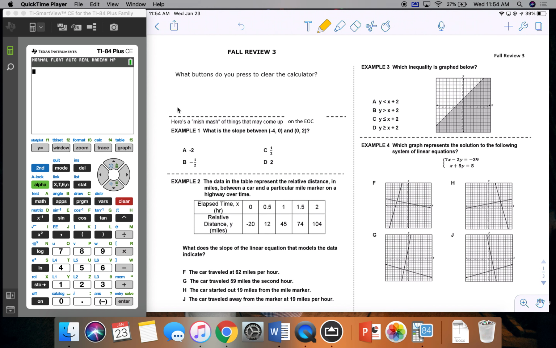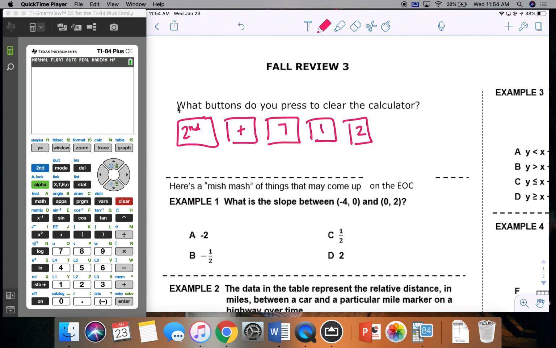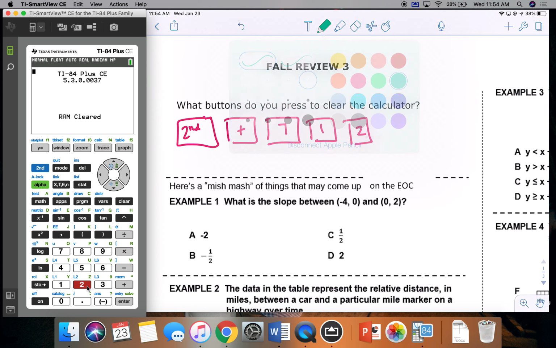This video covers fall review number 3 about some calculator steps and some matrices. First they ask us, what buttons do you press to clear the calculator? So you click second, the plus sign, 7, 1, and 2. We're going to do that with our calculator, second plus 7, 1, 2. This one just covers a couple of different things that could come up on the EOC.